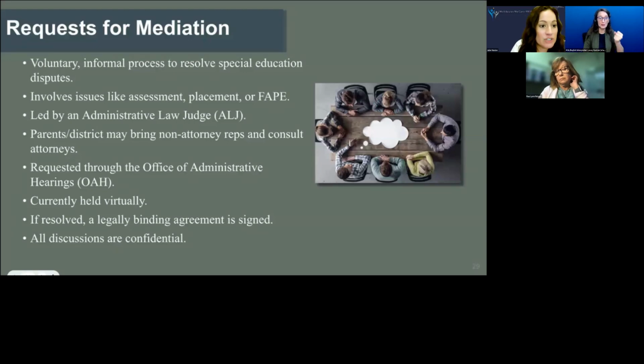It is led by an administrative law judge, or ALJ. Parents and districts may bring non-attorney representatives and consult attorneys. It is requested through the Office of Administrative Hearings, or OAH. They are currently held virtually. If resolved, a legally binding agreement is signed. And lastly, all discussions are confidential.